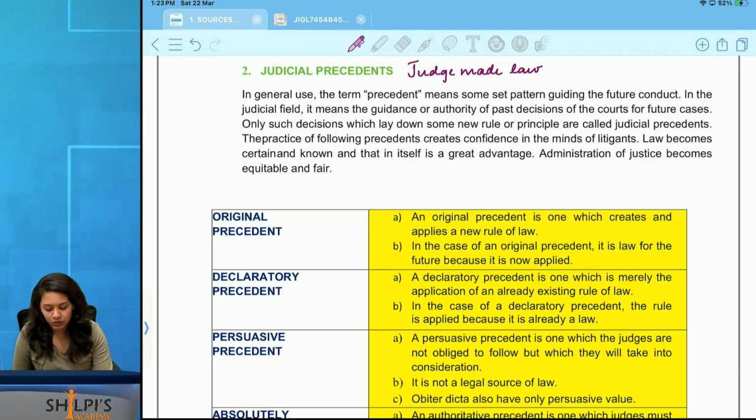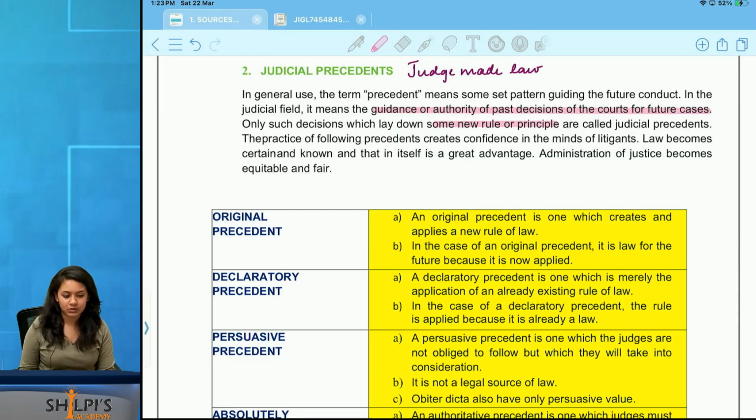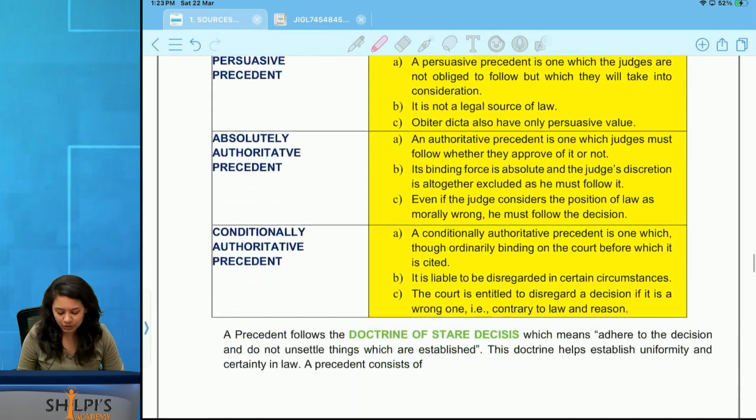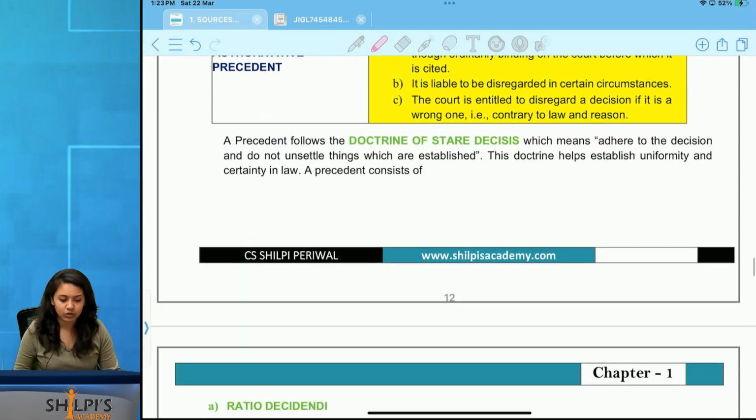Okay. So what exactly are judicial precedents? It means the guidance or authority of past decisions for future cases. Those rules or principles which lay down a new principle or rule are known as a judicial precedent. We'll first try to understand it from the concept of the doctrine of stare decisis. What does the doctrine of stare decisis say? It says: adhere to the decision and do not unsettle things which are already established.